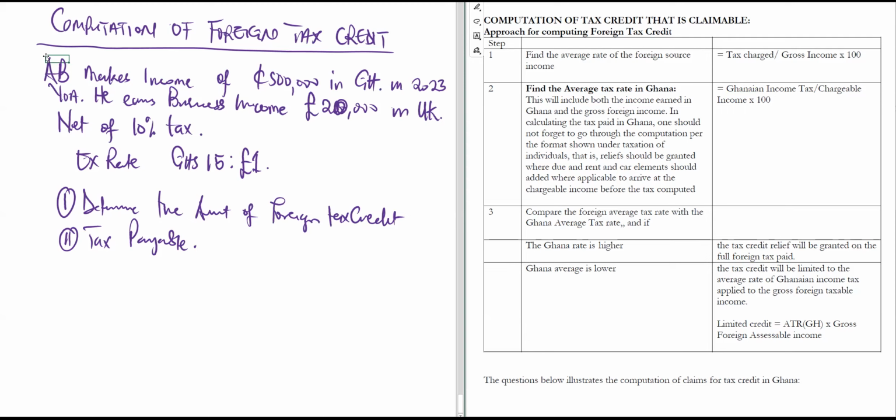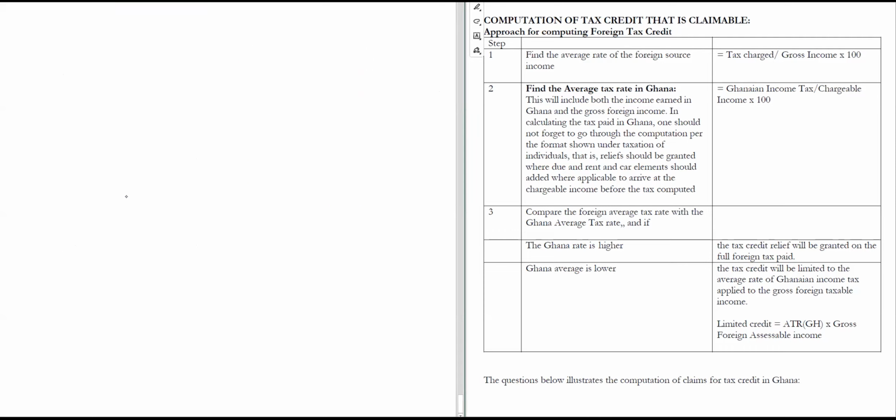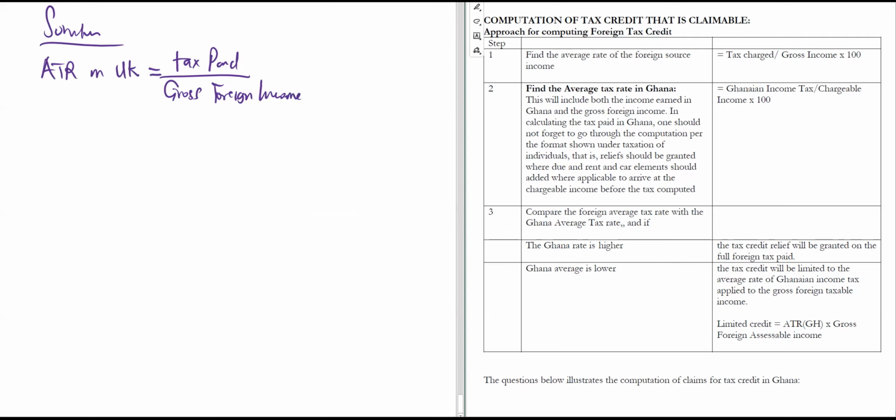Have you finished writing the question? Yes. So the first thing we have to do is to find our average tax rate in the foreign country. So average tax rate in the UK, right? And our average tax rate is always our foreign tax paid over our gross foreign income, right? So our gross foreign income times 100.